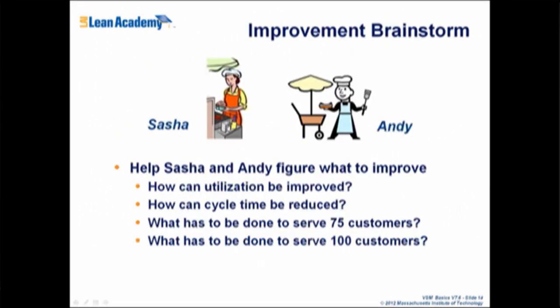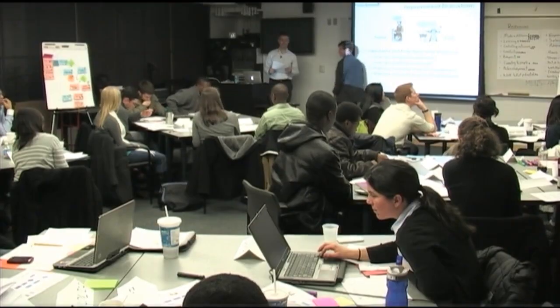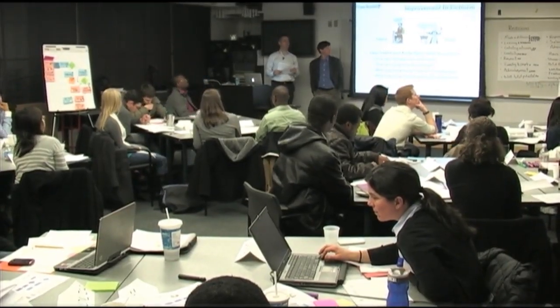So you should be able to shorten that by looking at it. And that is your next job. Help them figure out what they can improve. How can they improve their utilization? How can they reduce their cycle times? So now you can change the order that they do things in, and find out what they need to do in order to serve 75 customers and 100 customers. So this is 10 minutes.